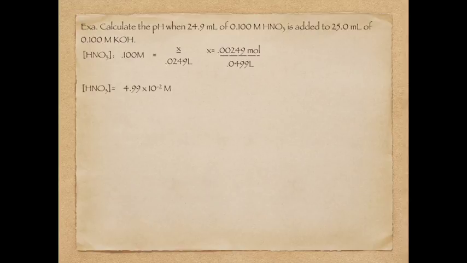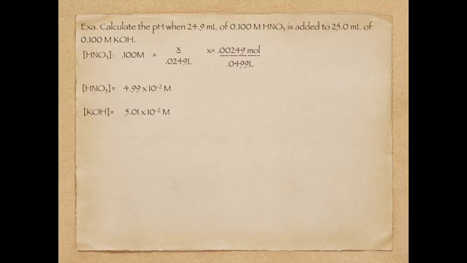I'm going to do the same thing, but now for potassium hydroxide. So I'm going to take 0.100 molar of potassium hydroxide and multiply that by 0.0250 liters, because that's its volume, and then divide that number of moles by the 0.0499 liters. And what I get for potassium hydroxide is 5.01 times 10 to the negative second. So here's the key part. What type do I have?